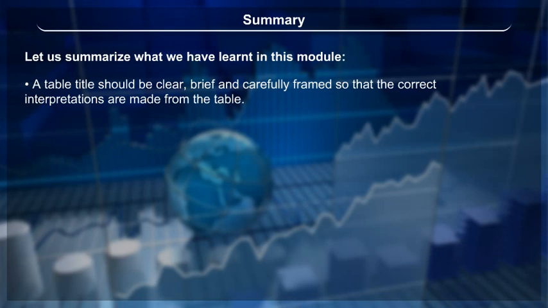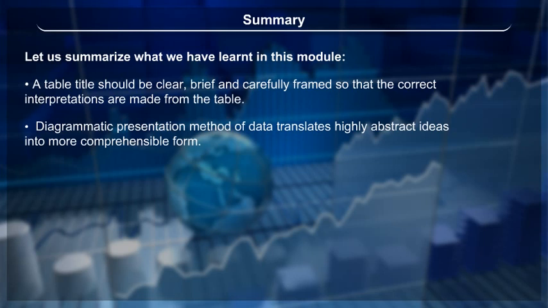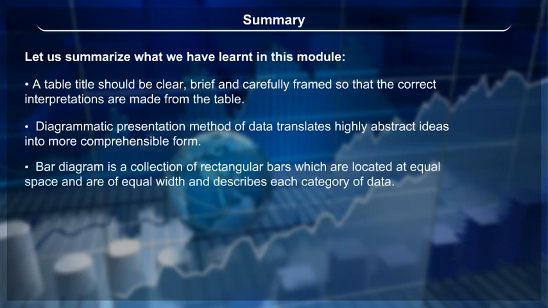A table title should be clear, brief, and carefully framed so that the correct interpretations are made from the table. The diagrammatic presentation method of data translates highly abstract ideas into a more comprehensible form. A bar diagram is a collection of rectangular bars which are located at equal space and are of equal width and describe each category of data.